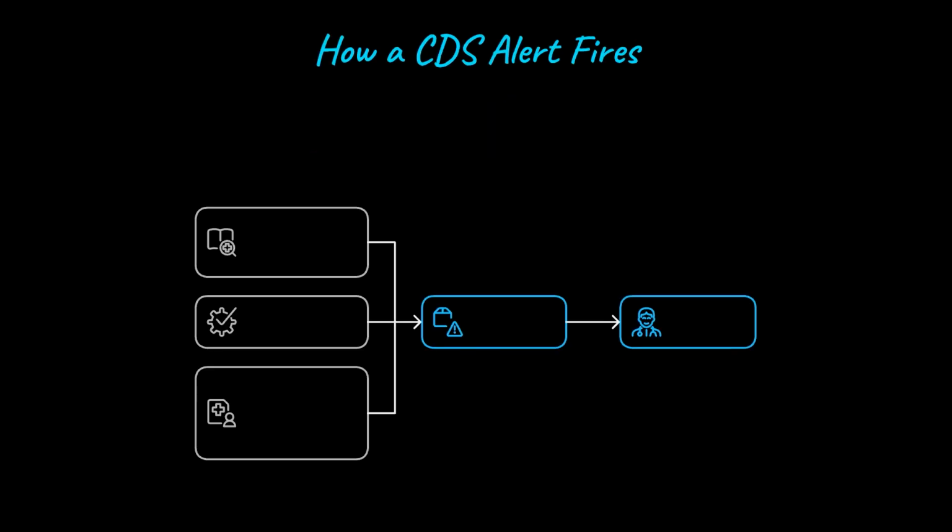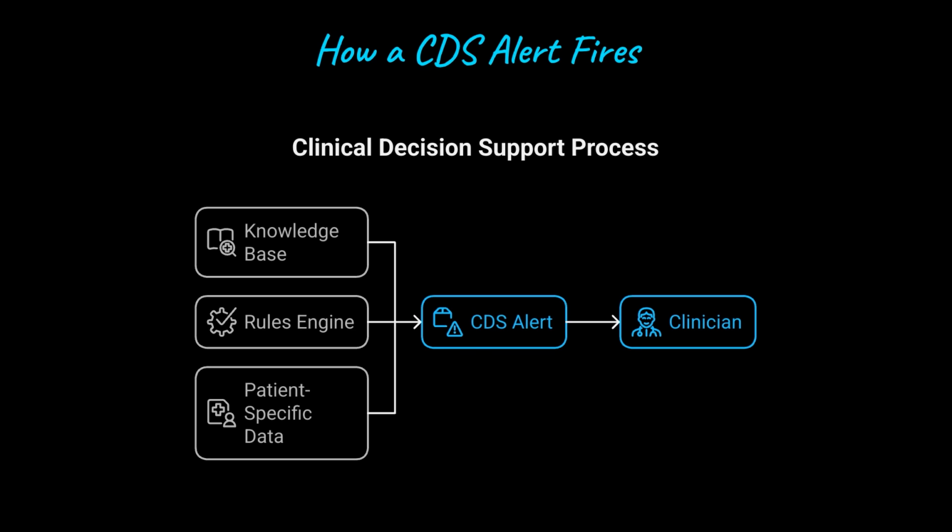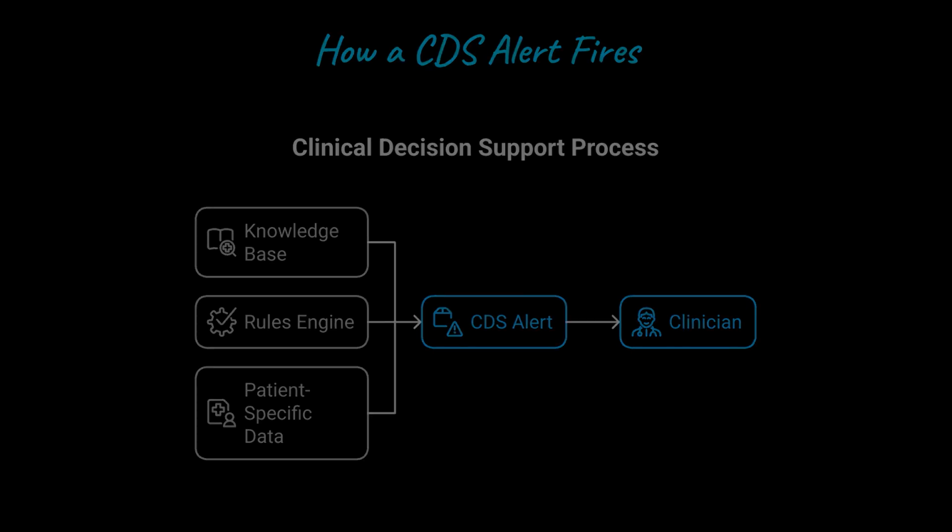Under the hood, every alert is produced by pairing a rules engine with a knowledge base and real patient data. A drug allergy alert fires only when the current order matches something on that specific patient's allergy list. Generic knowledge becomes actionable because it is checked against the individual.